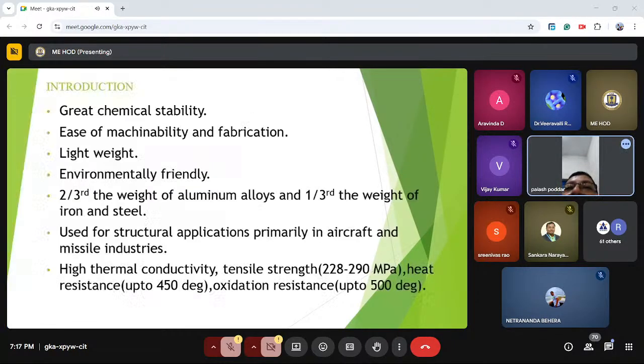Introduction. Great chemical stability. Ease of machinability and fabrication. It is very lightweight and environmentally friendly. As I mentioned at the initial time, it is 36% lighter than aluminum and 77% lighter than steel. Used for structural applications primarily in aircraft and missile industries, automobile also obviously. High thermal conductivity, tensile strength around 228 to 290 MPa. Heat resistance up to 450 degrees centigrade. Oxidation resistance up to 500 degrees centigrade. From the experience point of view I can say up to 350 degrees centigrade it doesn't oxidize much, but above 350 degrees centigrade it will oxidize vigorously.